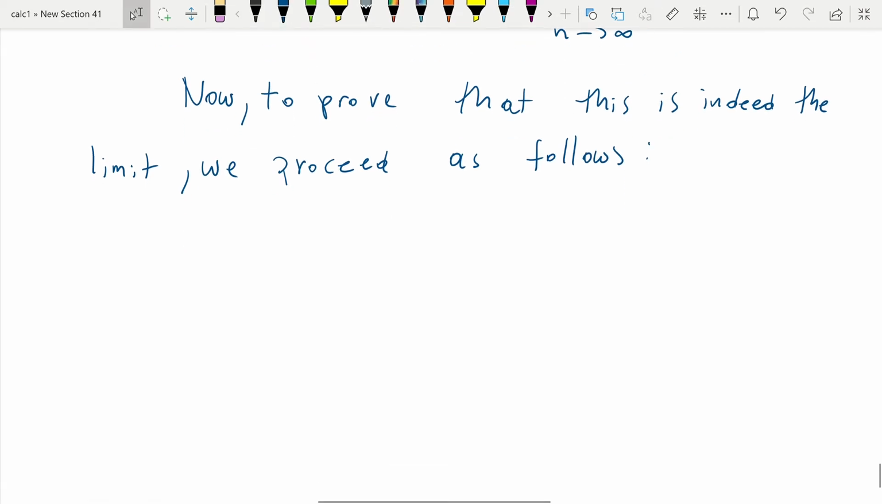You need to go back to the definition because that's what we're trying to show. That is the property that we were asked to prove: that for every epsilon there exists an N such that for any value of n greater than that capital N, a sub n minus a, in this case 1/3, in absolute value is less than epsilon. So this is what we need to do.